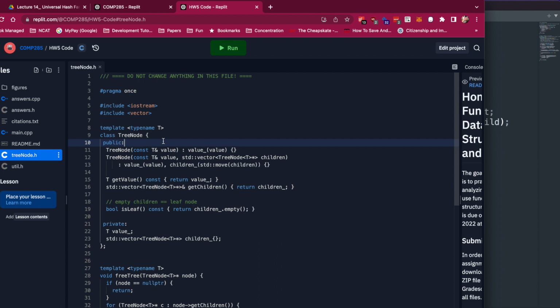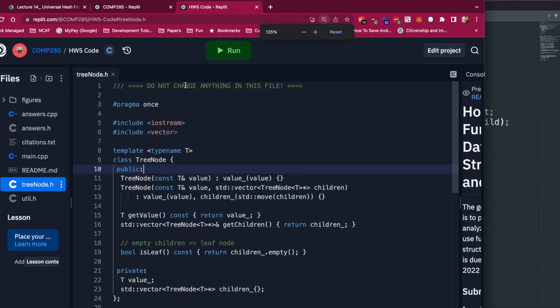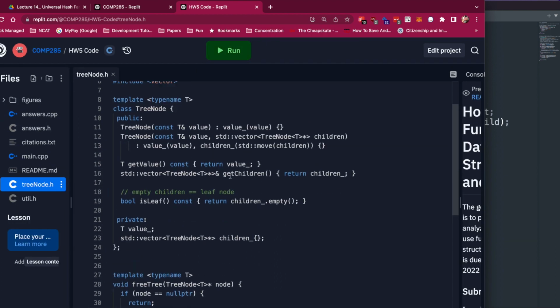Treenode.h is the one that defines the trie. You are asked not to change anything in this file. But basically, a tree node is a class in C++. You don't have to worry about this. The T just means that instead of writing int or string or whatever, now we can write T, and C++ will know what to do with that. It's called polymorphism. But essentially, we have a tree node.